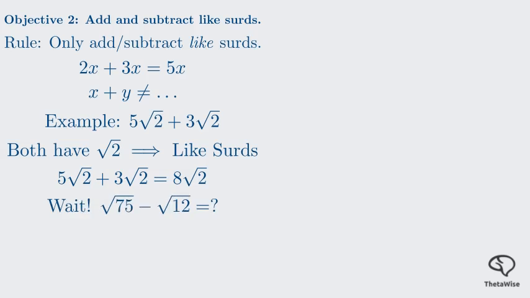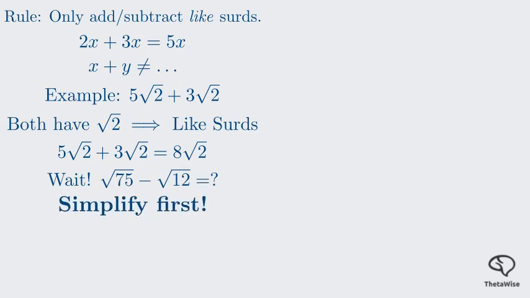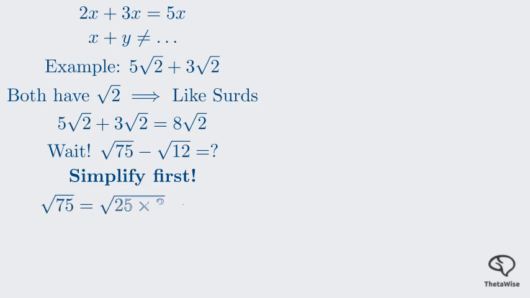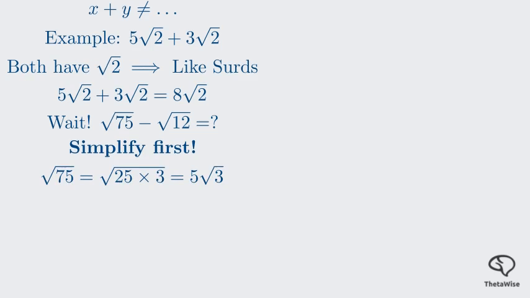Wait, what about the square root of 75 minus the square root of 12? At first glance, these look like unlike surds because 75 and 12 are different. However, in IGCSE questions, you must always simplify first to see if hidden like surds exist. The square root of 75 simplifies to 5 root 3, since 25 is a square factor. The square root of 12 simplifies to 2 root 3, since 4 is a square factor.